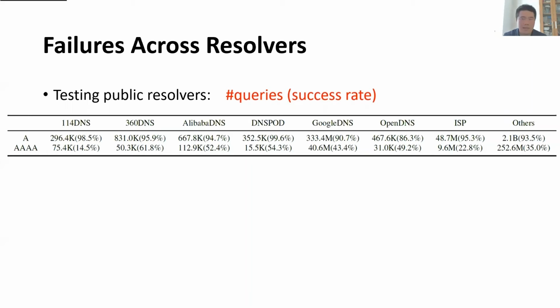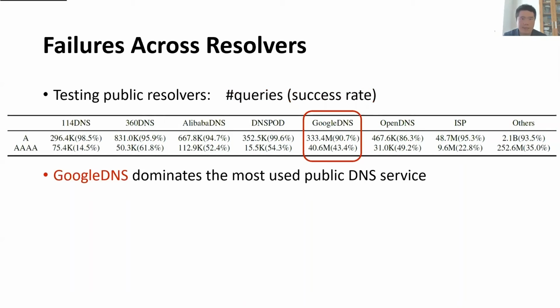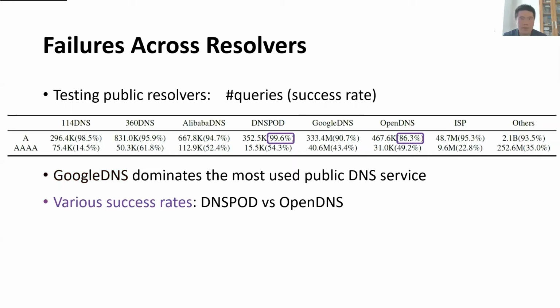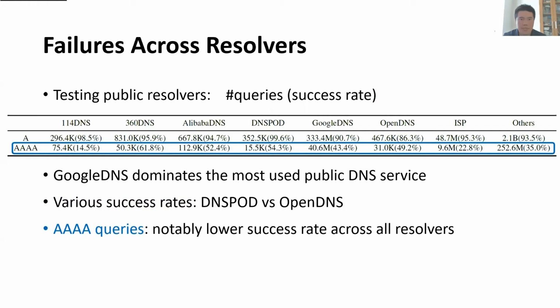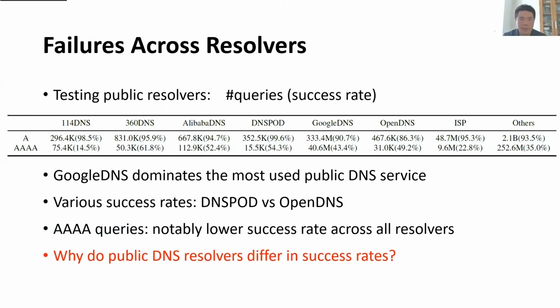This table shows the number of A and AAAA queries handled by each public DNS resolver mentioned above, along with their success rates. We can see that Google DNS dominates as the most used public DNS service, even though Google is less well known in China. Others do not show much difference in terms of query volume. We observe various success rates across public DNS resolvers, though. For example, DNSPod, which belongs to Tencent, succeeds in almost all its A queries, while OpenDNS achieves just 86.3%. There's also a notably lower success rate across all resolvers for AAAA queries. The above confirms that resolvers do seem to have an impact on success rates.